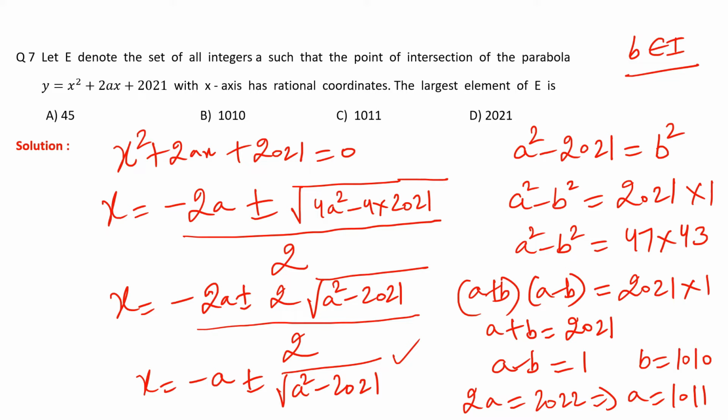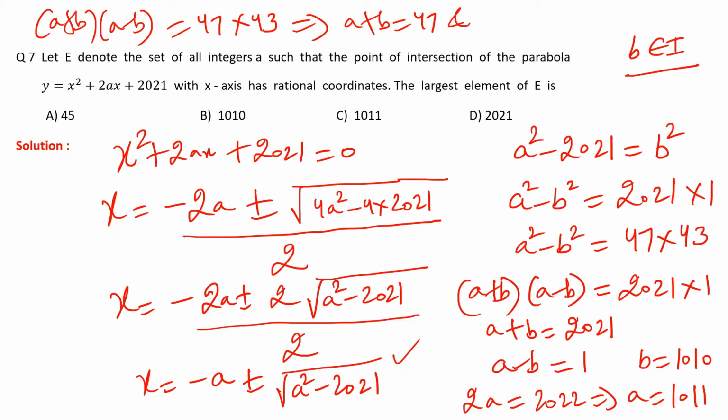Fine. Now let us discuss the second case. If we take a plus b into a minus b as 47 into 43, then from here we conclude that a plus b is equal to 47 and a minus b is equal to 43. If we add both of them, then we get what?